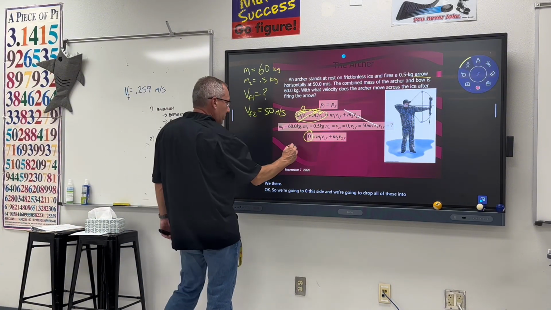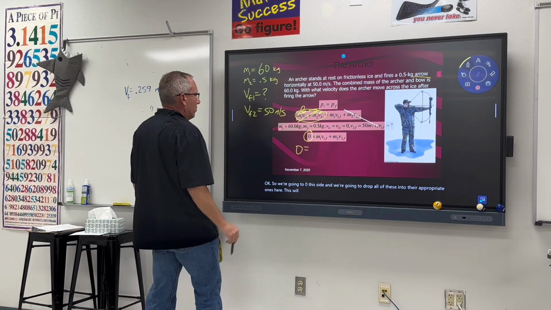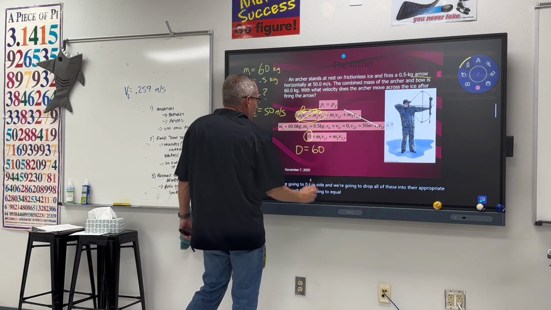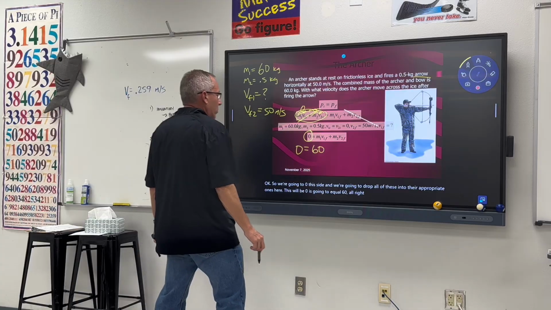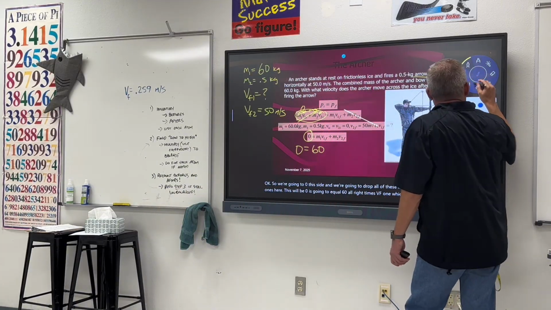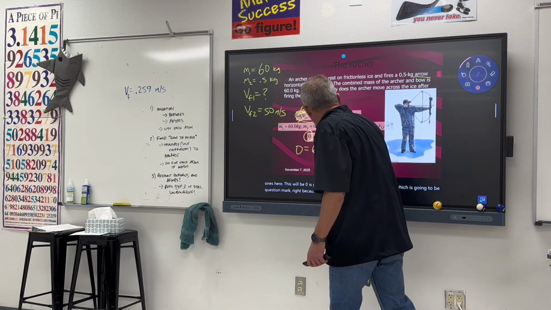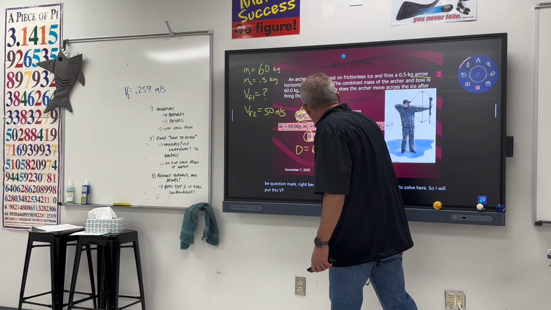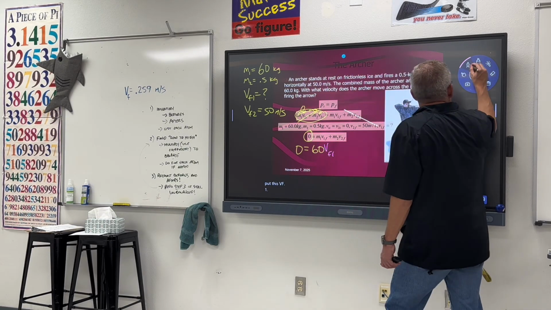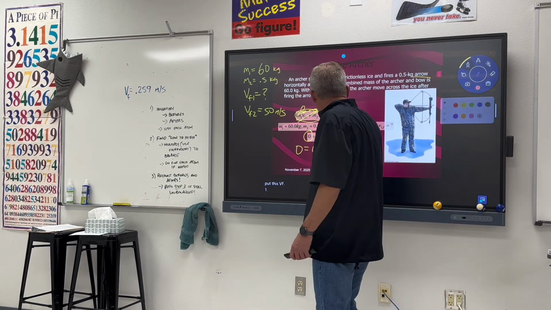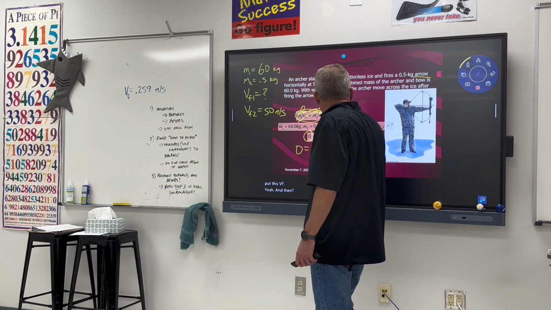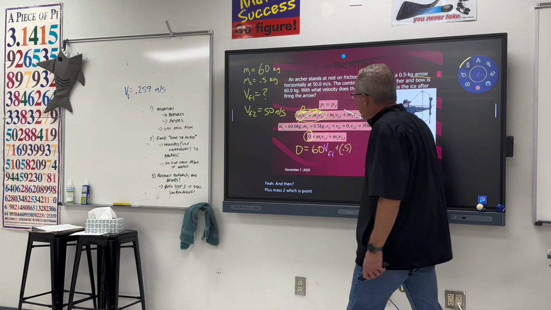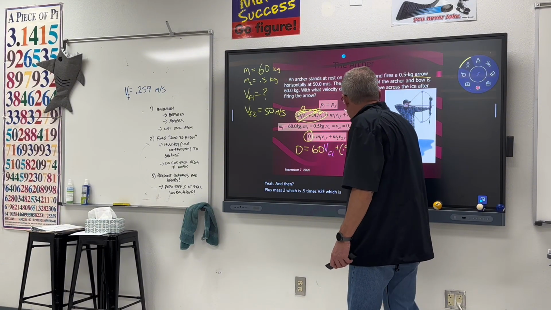Okay. So we're going to zero this side, and we're going to drop all of these into their appropriate ones here. This is going to be 0 is going to equal 60, all right, times VF1, which is going to be question mark, right? Because that's what we're looking to solve here. So I will put this VF1, okay, and then plus mass 2, which is 0.5, times V2F, which is 50, right?